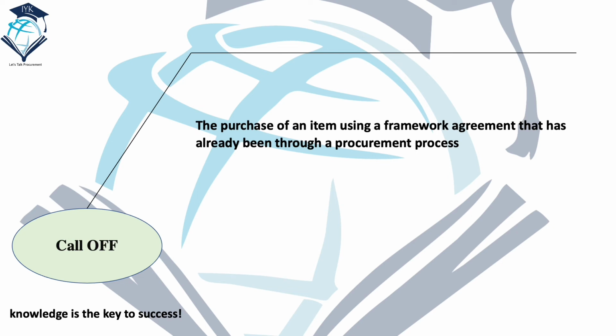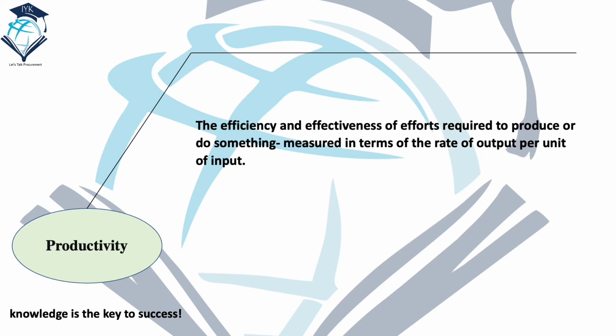Call off. The purchase of an item using a framework agreement that has already been through a procurement process is known as a call off. Productivity. The efficiency and effectiveness of efforts required to produce or do something, measured in terms of the rate of output per unit of input, is known as productivity.